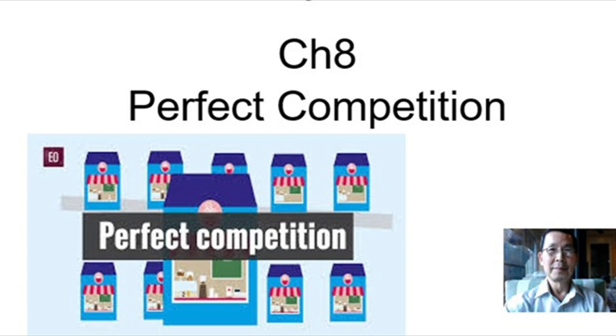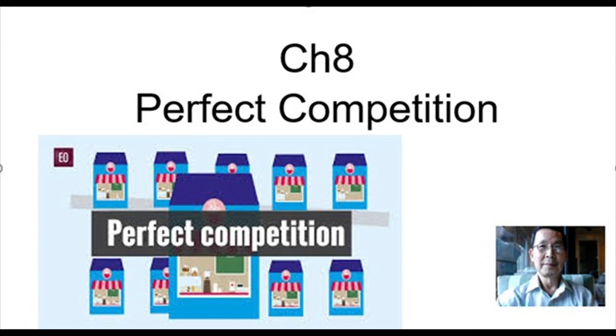Today, the class will discuss chapter 8 of the textbook, The Perfect Comparative Market. Here is the order of video clips. 1. Examining shifts in short-run market supply. 2. Deriving long-run market supply. 3. Examining the firm's short-run and long-run adjustment.